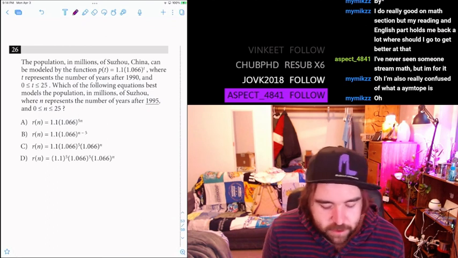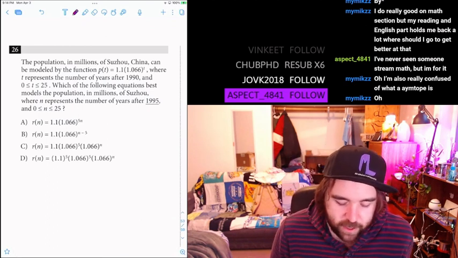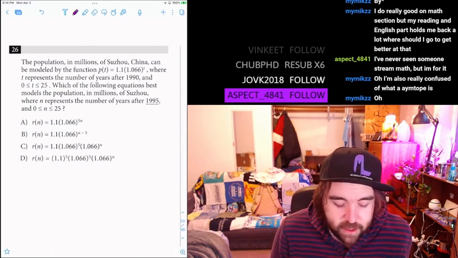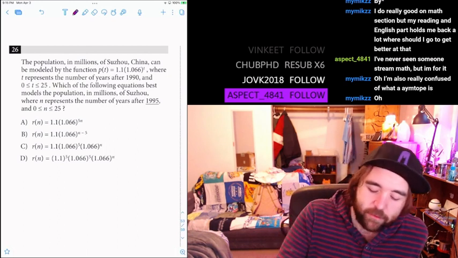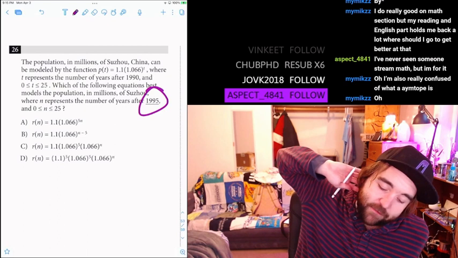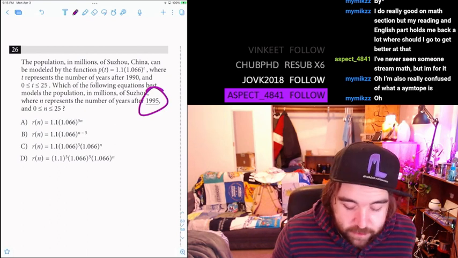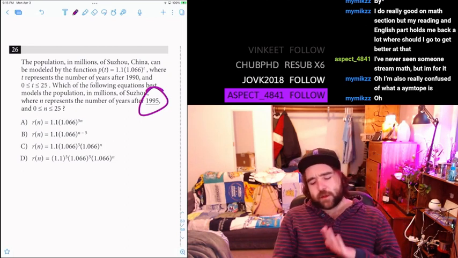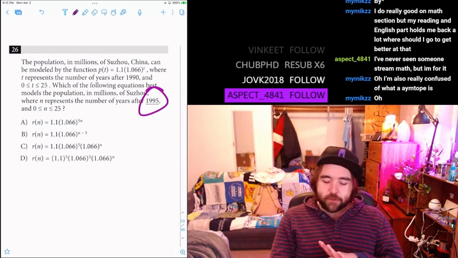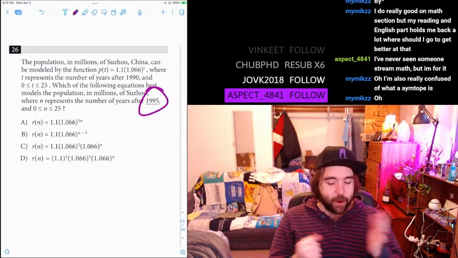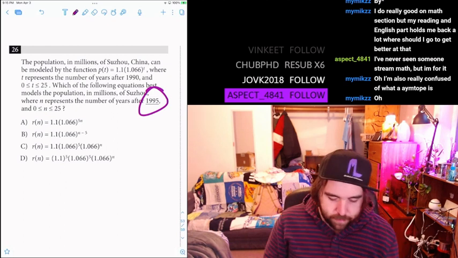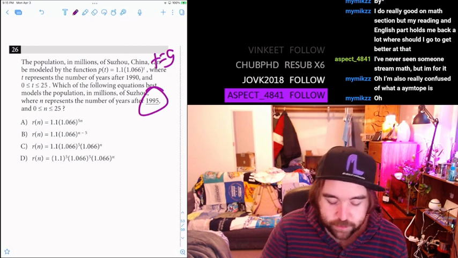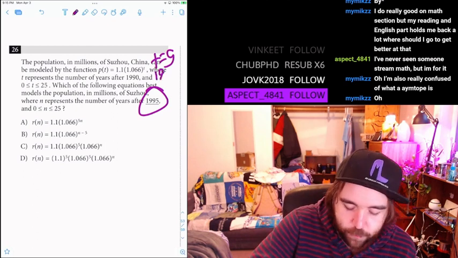All right. The population in millions of Suzhou, China can be modeled by that function, where t represents the number of years after 1990. So they want us to write a new equation that represents the years after 1995. But we want it to follow this exact same equation. That's the idea here. So what should we think about? I mean, really, there's a few ways we could think about it. My initial way of thinking about it is to say, well, when we plug in 5 into this equation, that means we're finding whatever the population for 1995, right?